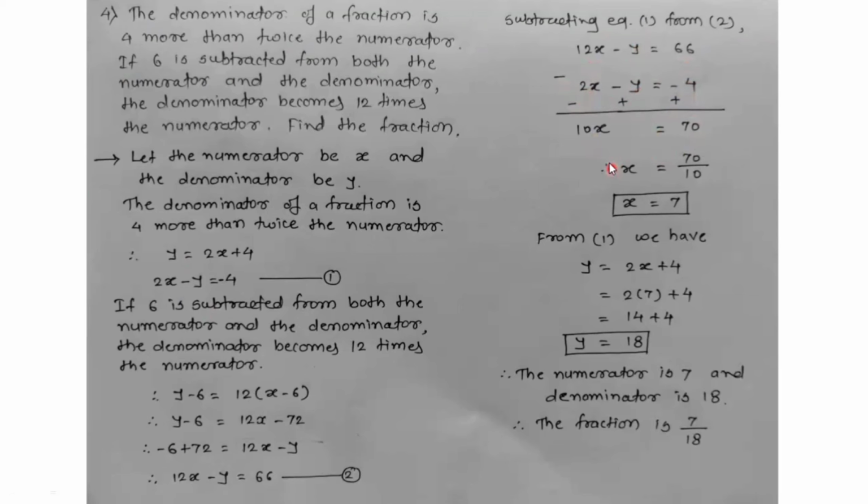To find the value of x, we have to transfer 10 to the right hand side to get 70 divided by 10, and if we divide this, we'll get x is equal to 7. Now substitute this value x equal to 7 in equation 1, we get y is equal to 2x plus 4, that is y is equal to 2 into 7 plus 4. So 7 2s are 14 plus 4, that's 18. So y is equal to 18, that means the denominator of this fraction is 18 and the numerator of this fraction is 7. Therefore, the fraction is 7 divided by 18.